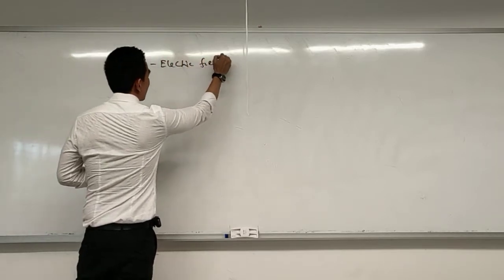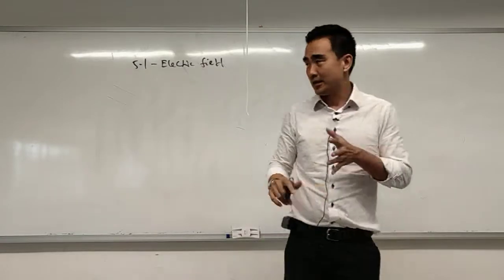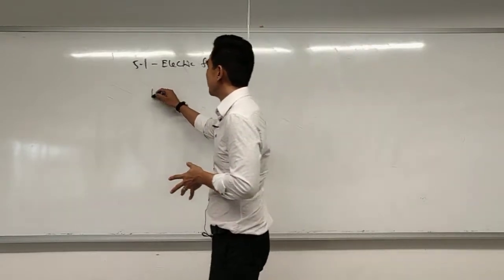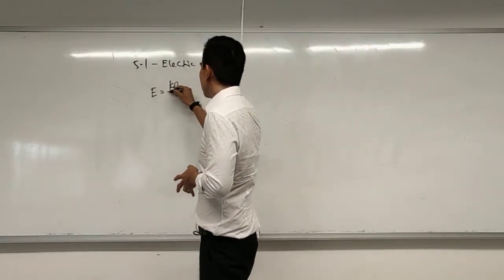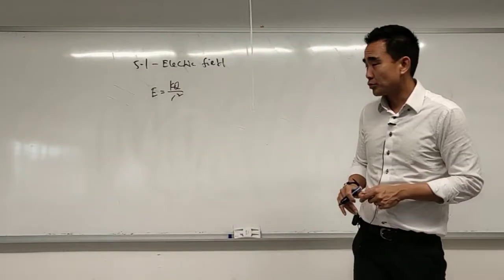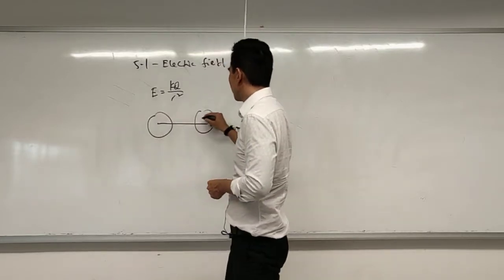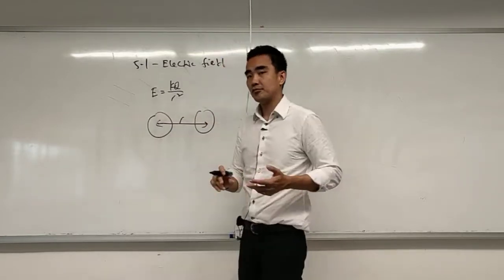Now, for electric field, it is very important for you to know that the electric field strength, the symbol E, is equal to kQ upon r squared. Usually formulas is not the issue. If there's any issue, it is with the understanding that r is measured from the center of charge to the center of charge. This you have to be careful of.